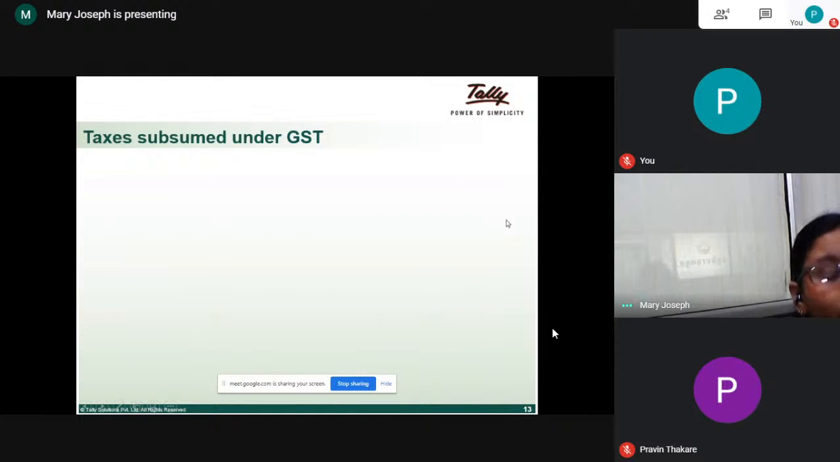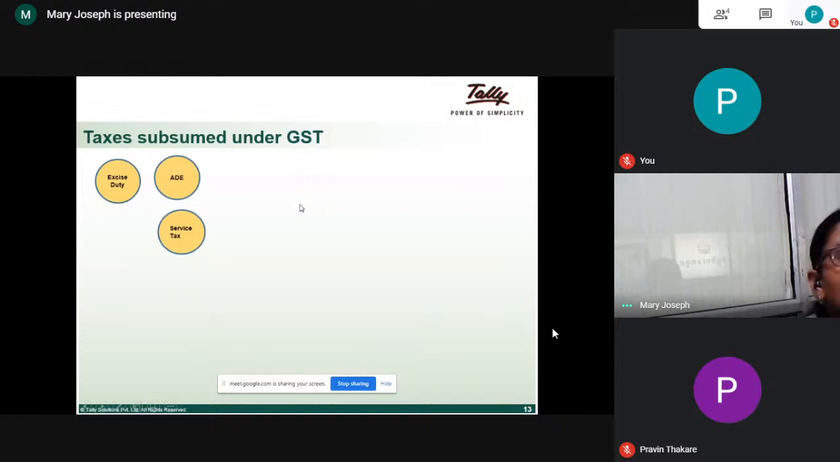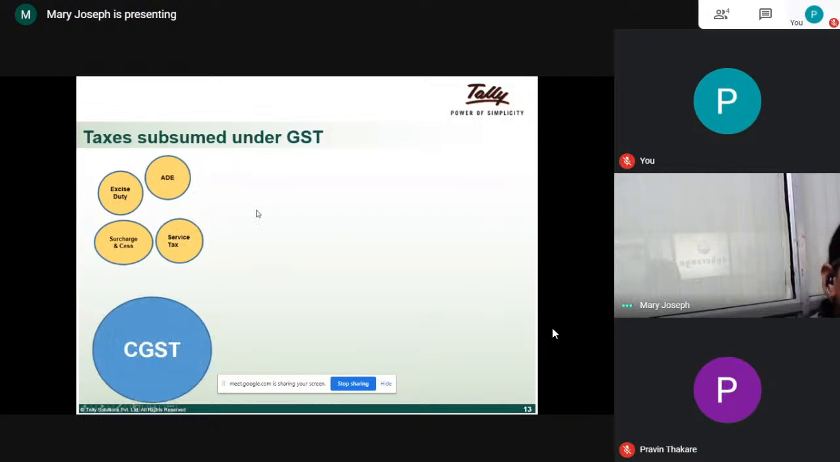Next one. Which types of taxes are subsumed into the central taxes and the state taxes? Let us see the taxes subsumed under GST, both in the central and in the state. Let us see: excise duty, ADE, service tax, and surcharge and the cess. These taxes are subsumed into the CGST, which is the central goods and service tax.